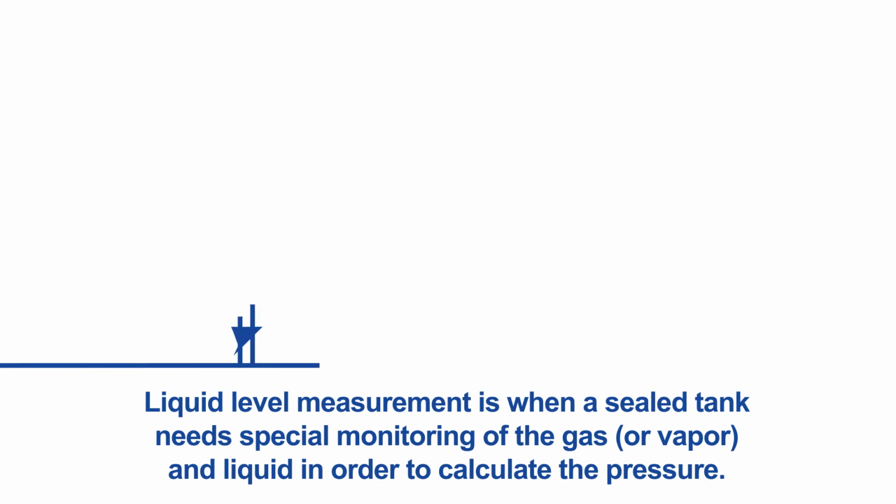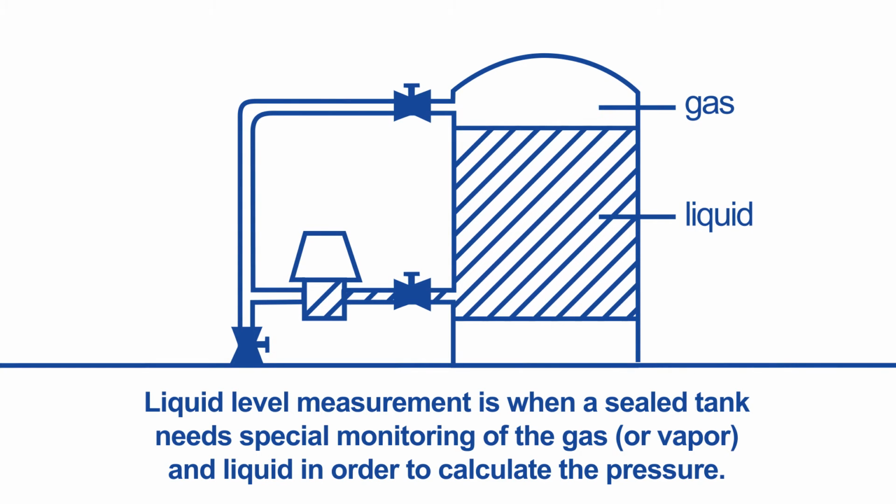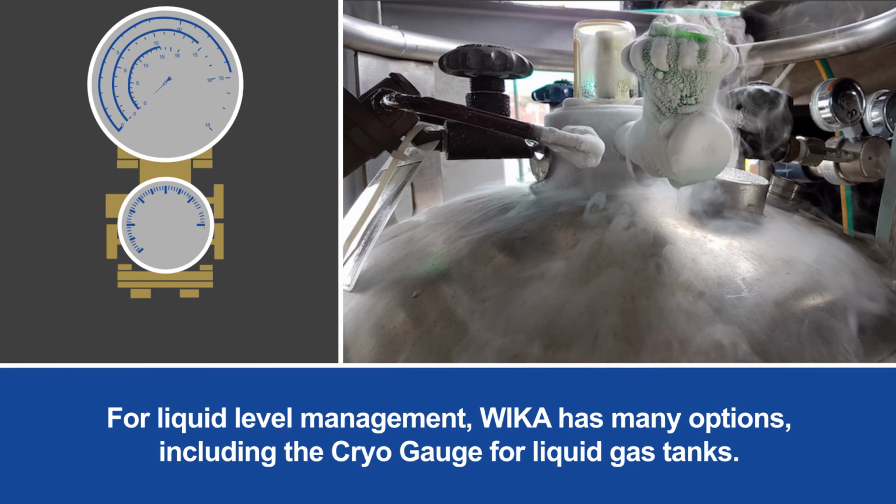Then there's liquid level measurement. In a sealed tank with liquid and gas phases, the only way to monitor the liquid level is to deduct the low pressure side, gas or vapor, from the high pressure side, liquid. For this type of measurement, WIKA has many options, including the cryo gauge for liquid gas tanks. This gauge can be accessorized with liquid level and working pressure transmitters for using the output signal in a telemetry system.